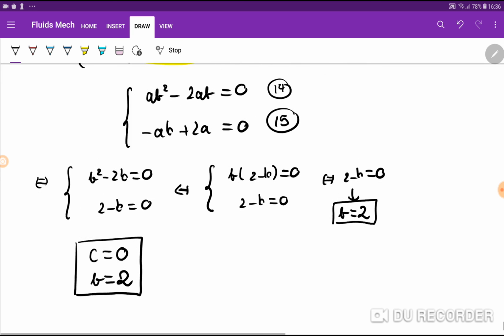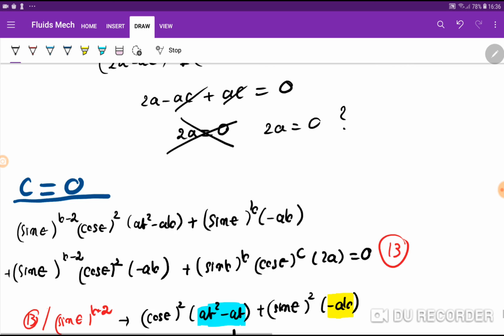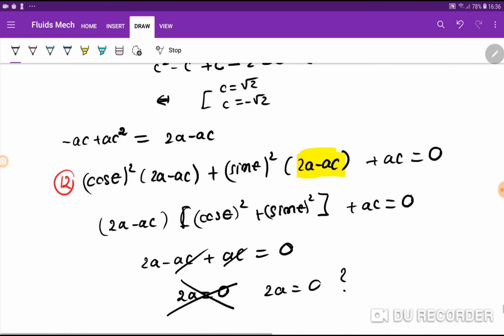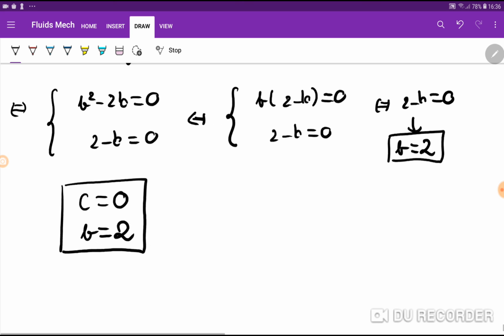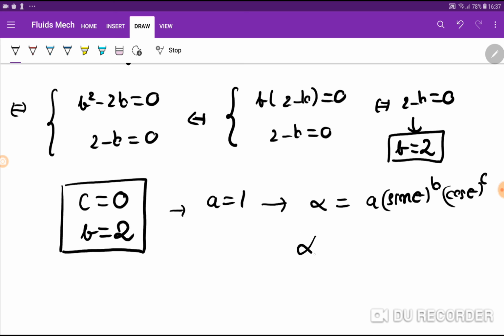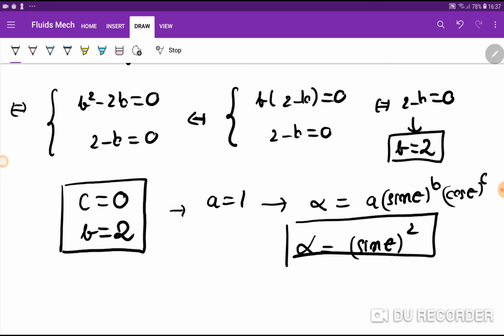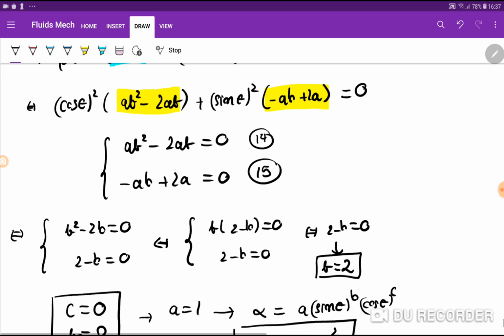And since a doesn't matter, right? You see how a doesn't matter? Like, a does not matter at all. So you can pick a equal 1. I'll explain to you later. So our alpha, you remember alpha? Alpha is a sine theta to the power b cos theta to the power c, right? With that being said, a equal 1, b equal 2, c equal 0, alpha would be sine theta square. And this is how I think Dr. Mehmet got the result.